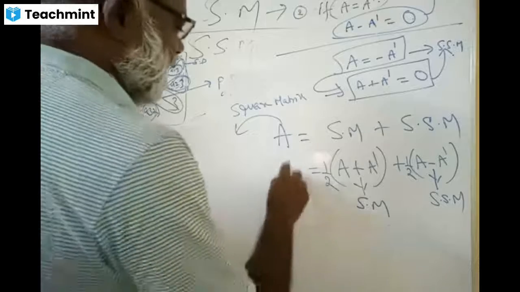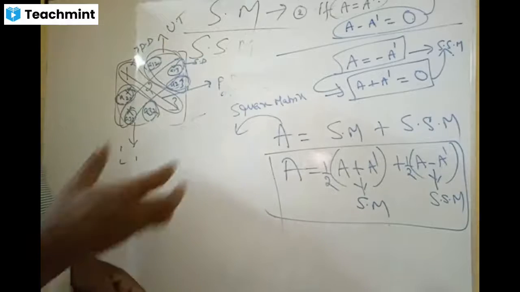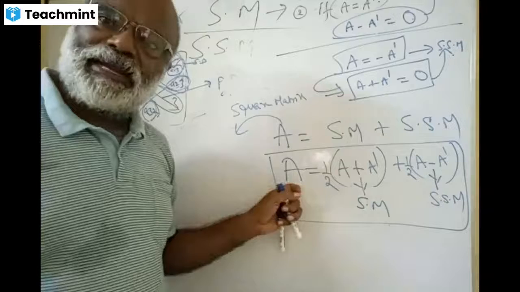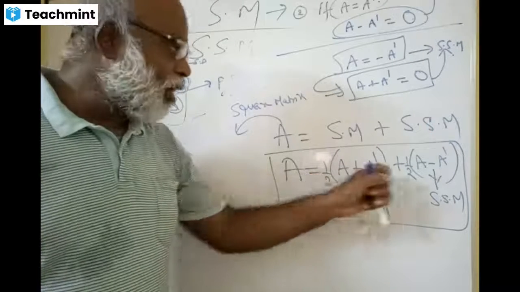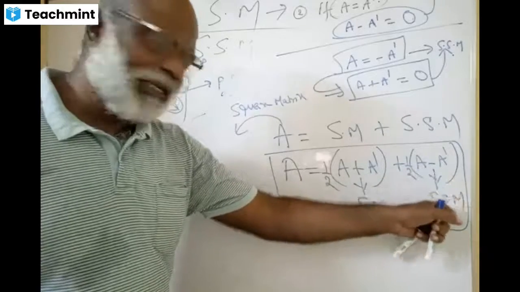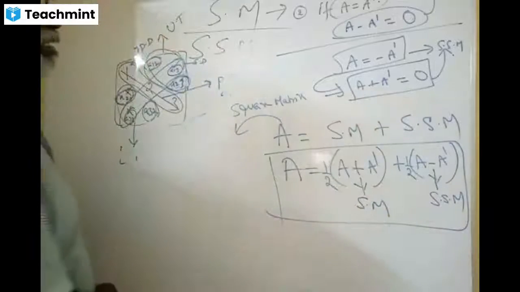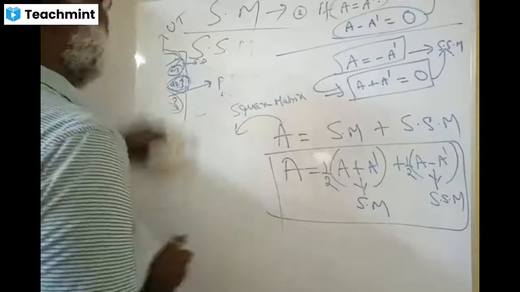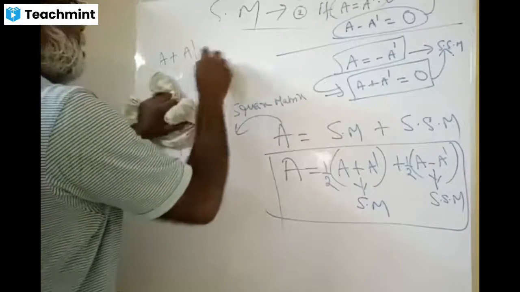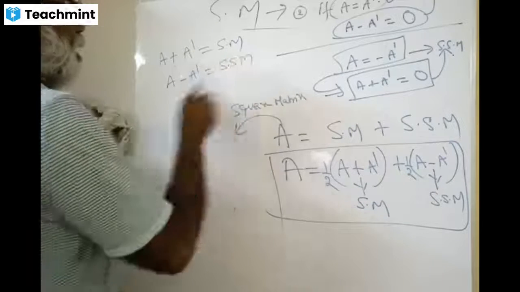So please tell me. There is another beautiful story about symmetric and skew symmetric matrices. Any square matrix can be written as the sum of a symmetric matrix and a skew symmetric matrix. A plus A dash is called a symmetric matrix. Are you confused? Please remember this rule: A plus A dash is a symmetric matrix, and A minus A dash is a skew symmetric matrix.